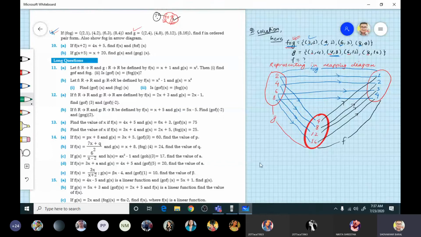Therefore f is equals to, let's write the ordered pairs: 4, 1. I hope all of you are writing along with me. 8, 2, 12, 3, and 16, 4.